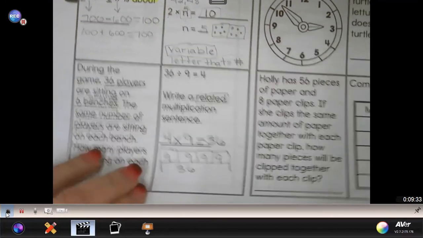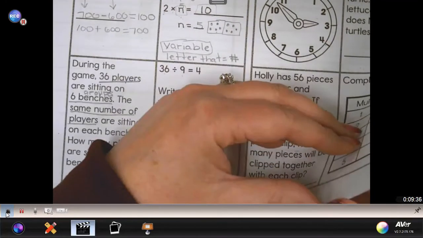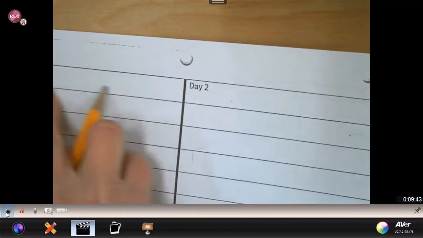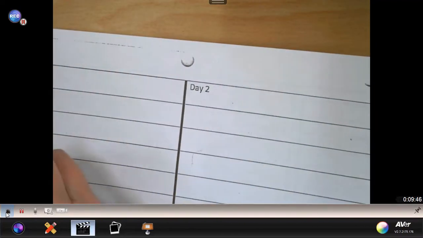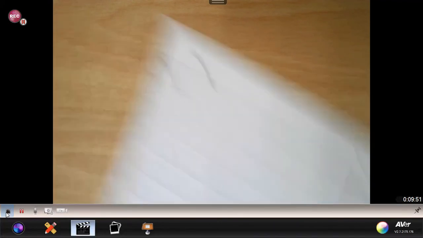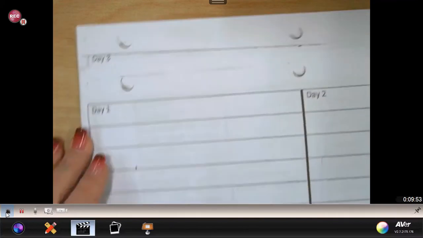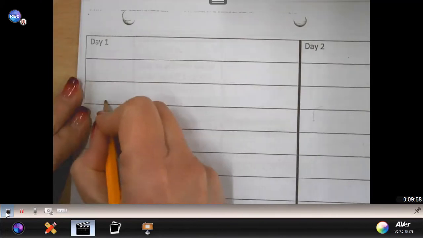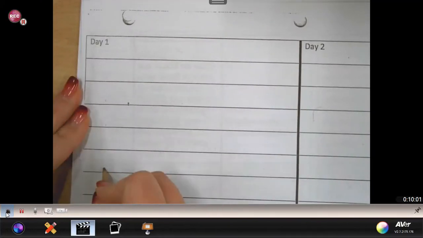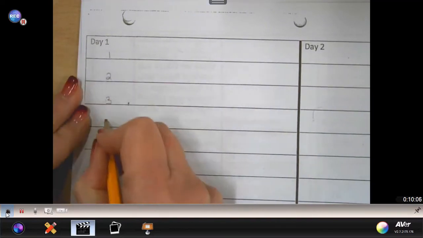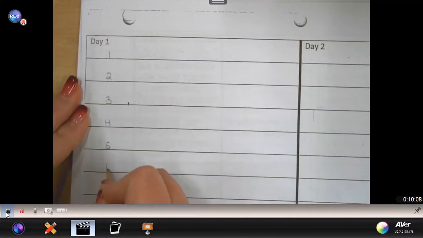So I'm going to go to my back, and everybody else should also be showing me their work. So if I have 6 benches, I'm just going to pretend that each one of these lines is a row or a bench. Okay, so let's take a look at that. Each one of these rows is a bench. So here's bench number 1, bench number 2, bench number 3, bench number 4, bench number 5, and bench number 6.